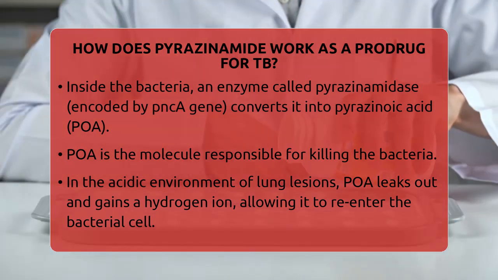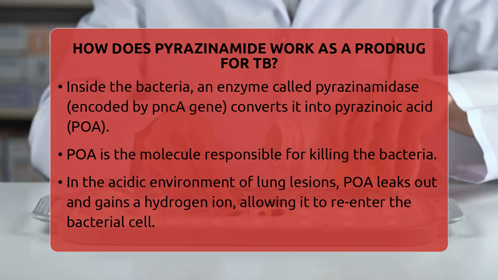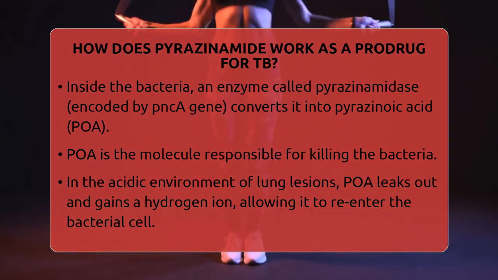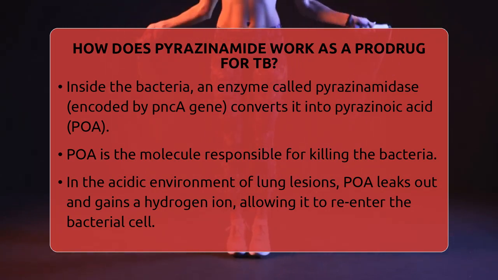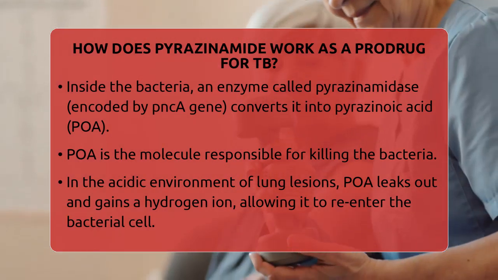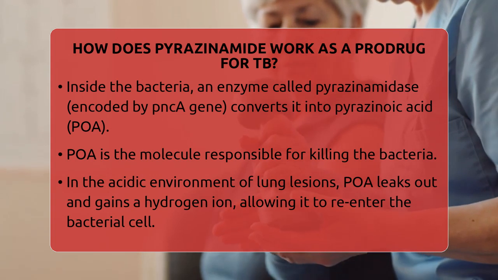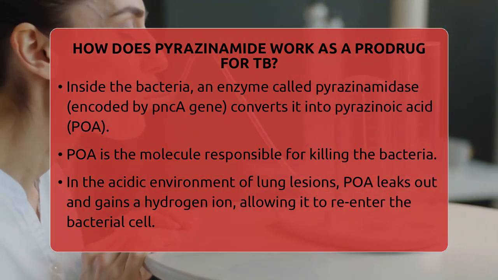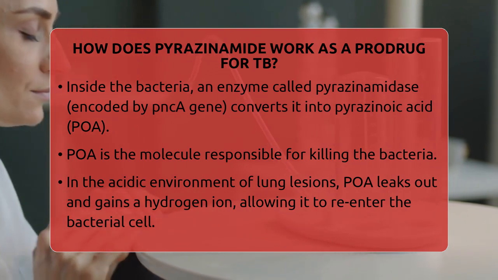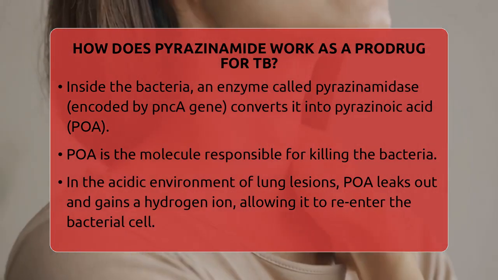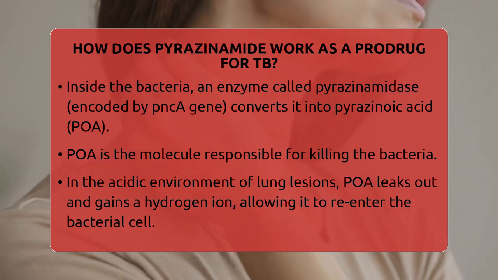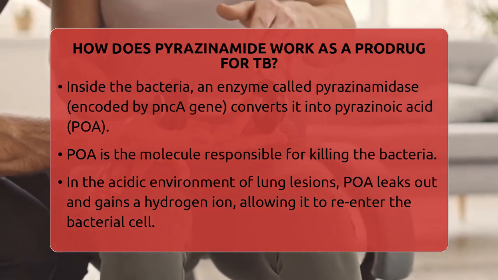The activity of POA depends heavily on the environment inside the bacteria. In the acidic conditions often found in lung lesions where TB bacteria hide, POA can leak out of the bacterial cell. Outside, it becomes protonated, meaning it gains a hydrogen ion, which allows it to diffuse back into the bacterial cell. This cycle causes POA to accumulate inside the bacteria, disrupting their internal environment.